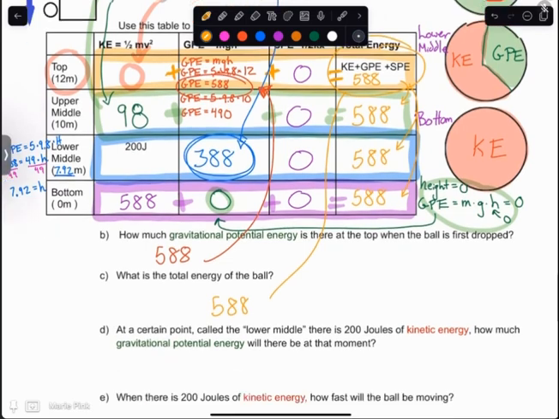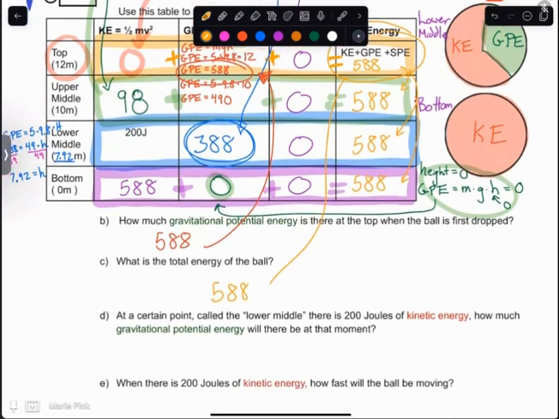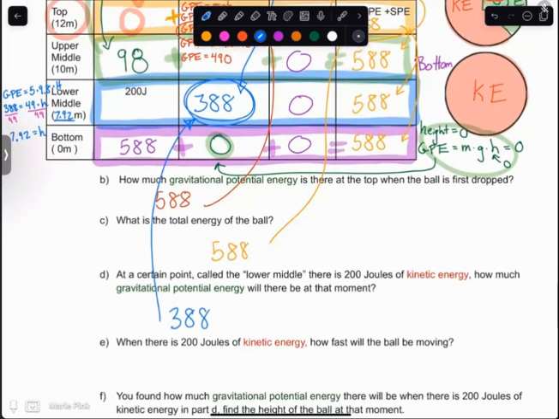At a certain point called lower middle, there is 200 joules of kinetic energy. How much gravitational potential energy will there be at that moment? We said that was 388. And when there is 200 joules of kinetic energy, how fast will the ball be moving? Oh no! How are we going to figure that out?